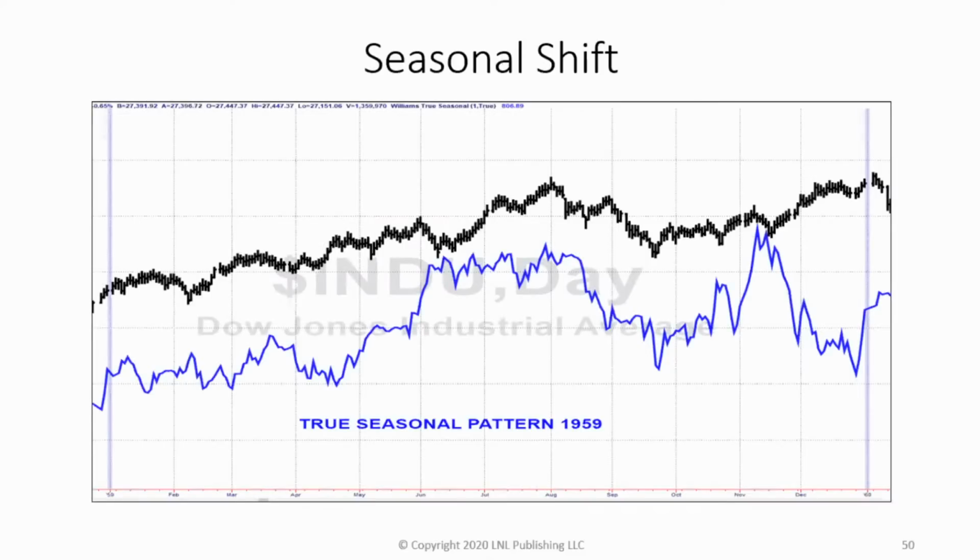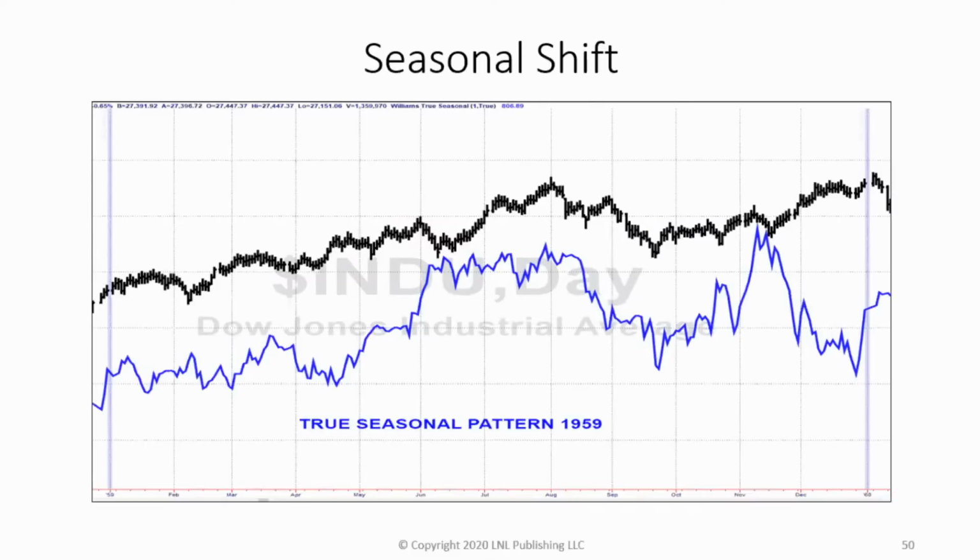This is the Dow Jones Industrial Average going way back to 1959. Now we know the phrase is sell in May and walk away, right? Well, the seasonal pattern in 1959, hold on, call the cops, look at that. You want to buy in May and walk away. That was the seasonal pattern.